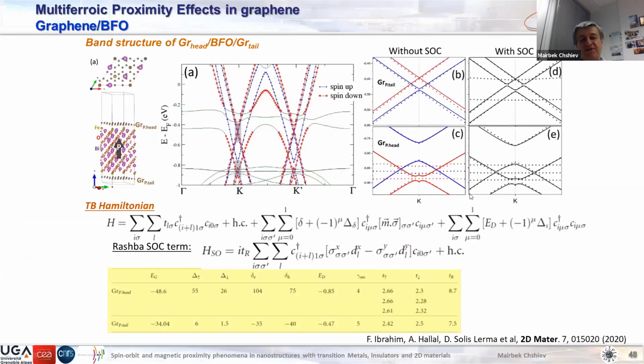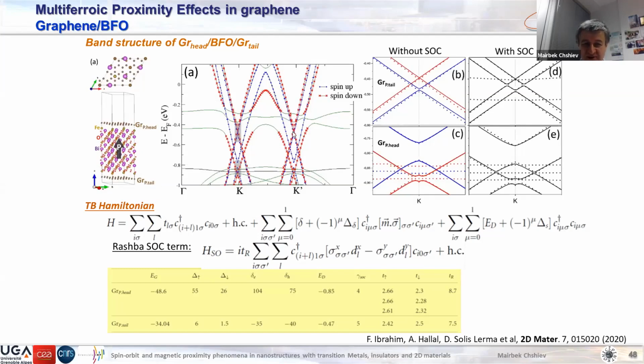What about an additional degree of freedom? This is Fatima Ibrahim. She was working and did an excellent job on this. The idea was, can we control this proximity-induced magnetism within graphene by putting it on top of bismuth ferrite, which is a known multiferroic material? Well, we put what we call graphene on a head side and also on a tail side. And we got it indeed.